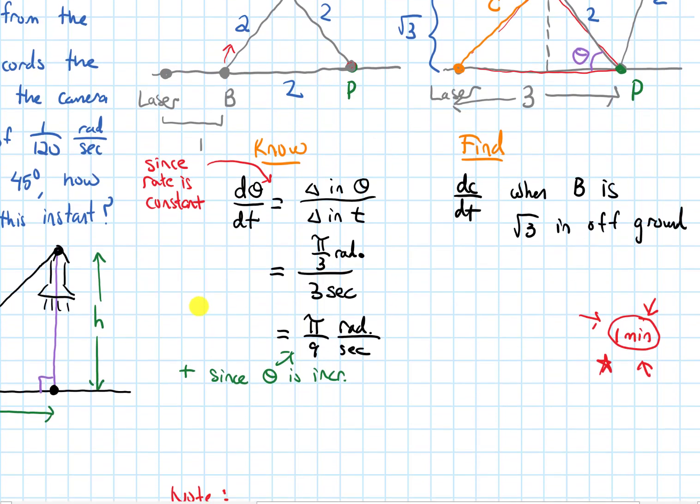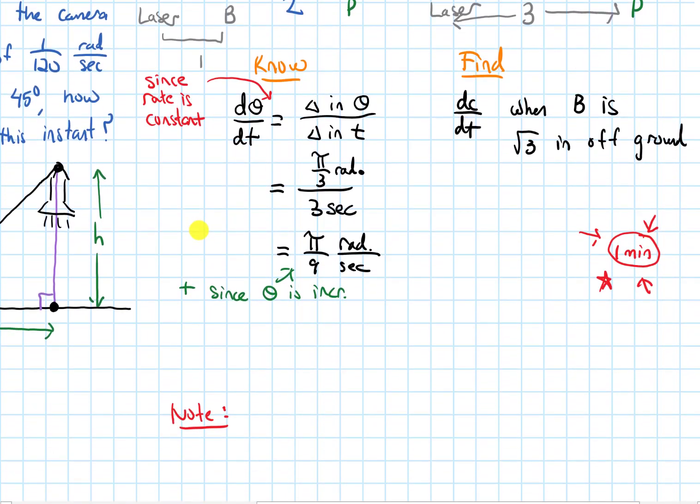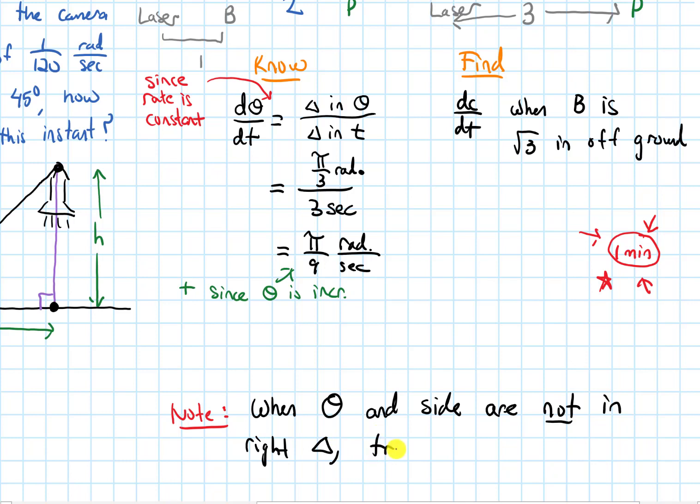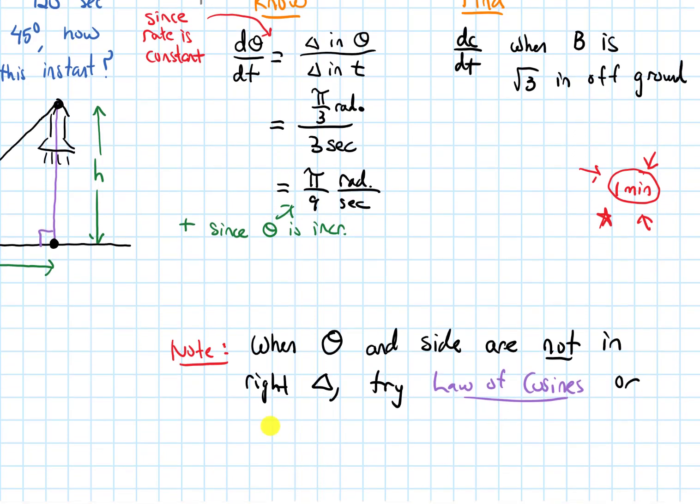All right, let's talk about it. Okay, so I'm going to give a general recommendation or hint about this. And that is to note that when theta and our side of the triangle are not in a right triangle, we will try either the law of cosines, this is something from pre-calc or trigonometry, or what's called the law of sines.